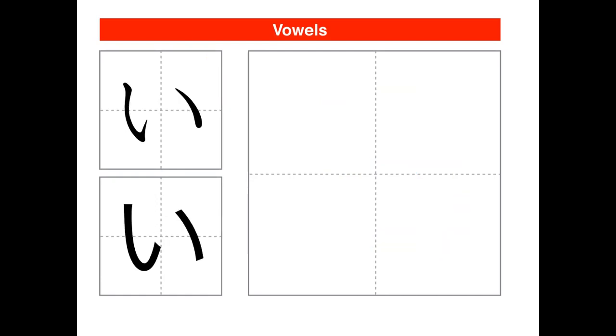Our second hiragana is this one here. This is romanized as the letter I in English. This one is pronounced I, I in Japanese. How to write this one?